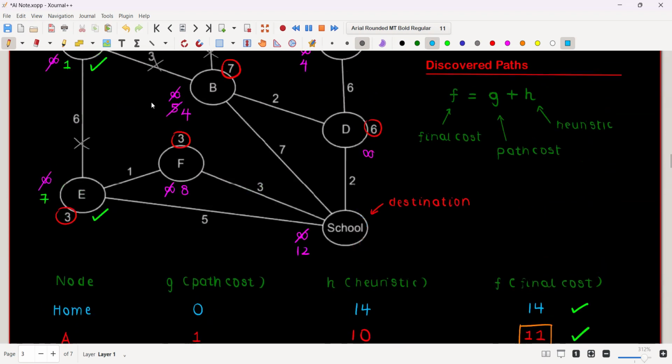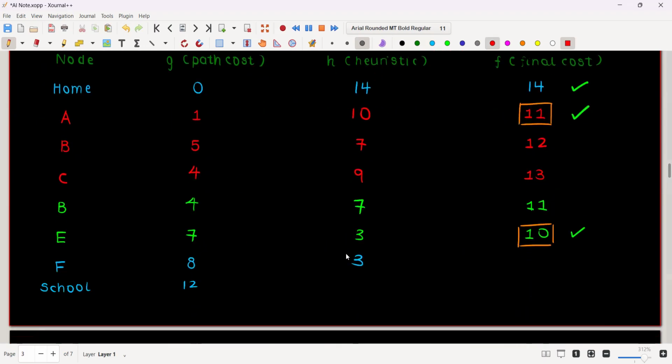But what's the heuristic of school? I mean, the school is the destination. So the heuristic of the destination should be 0. Keep that in mind, guys, right? The heuristic of the destination is 0 because we are already at the destination. So the heuristic here will be 0, which gives us the possibility to add 8 plus 3. 8 plus 3 is going to be 8, 9, 10, 11.